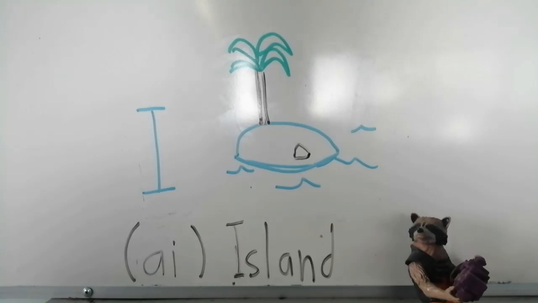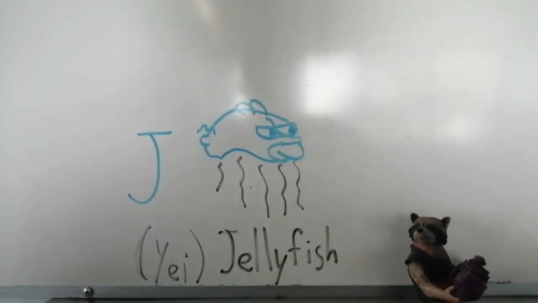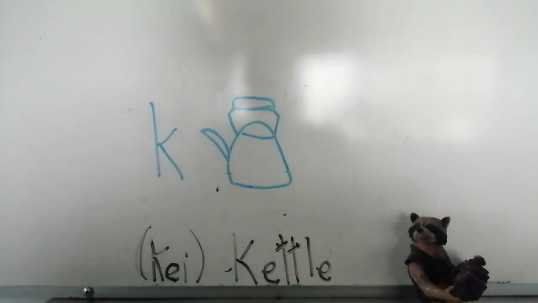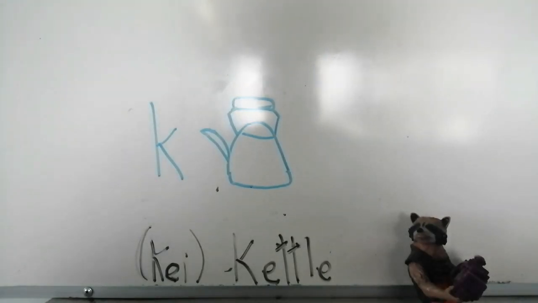Iguana. Okay, next letter is J. Okay, as in jellyfish. Okay, this is a jellyfish, which also is our first Homer Simpson cameo in this course. And yes, starts with J. Jellyfish. And next letter is K, as in kettle. Okay, which means tetera.